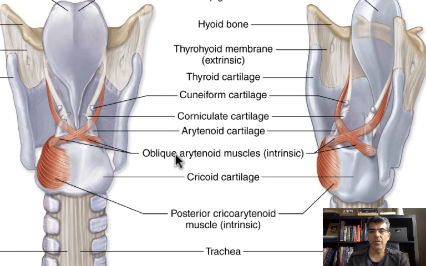For instance, you have oblique arytenoid muscle, as you can see here. Those are the ones that attach to the arytenoid cartilage. By controlling these muscles, you can control your vocal cord, and as a result, you can control your voice pitches. You can go high pitch, low pitch by controlling this muscle. I think that's enough about larynx. Now, let's move on to trachea.